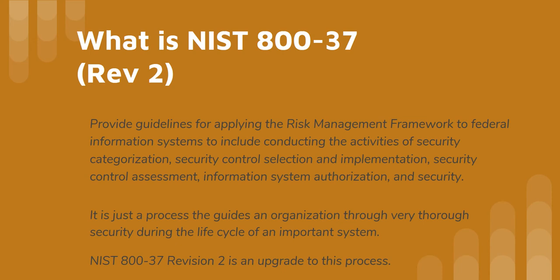So basically, what is NIST 800-37 Revision 2? This document provides guidelines for applying the Risk Management Framework to federal information systems, to include conducting the activities of security categorization, security control selection and implementation, security control assessment, information system authorization, and security monitoring. It is just the process that guides an organization through a very thorough security process during the life cycle of an important system.